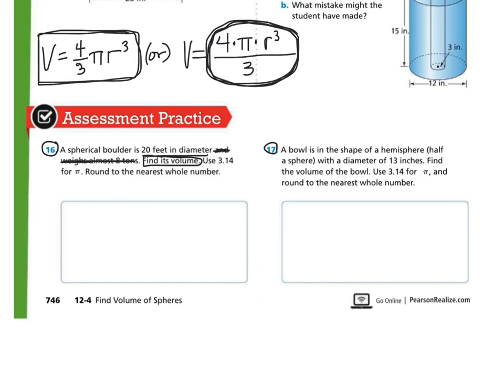But what we do need is the radius of the sphere or of this boulder, which is just another name for a big rock. Since it says it's 20 feet in diameter, that means the radius is half of that measure, or 10 feet. So that's the number we're going to use in place of radius in our formula. So go ahead and set up your formula, calculate the volume of the boulder, and then come back and check your answer.